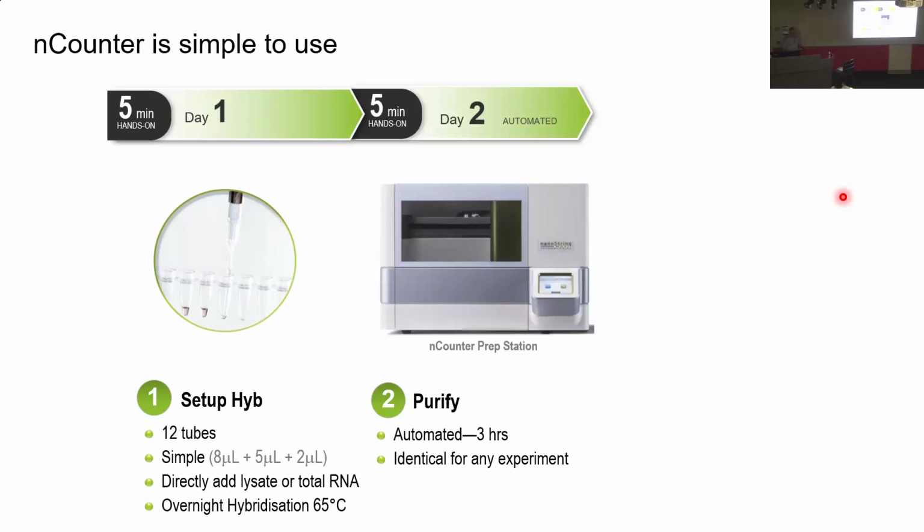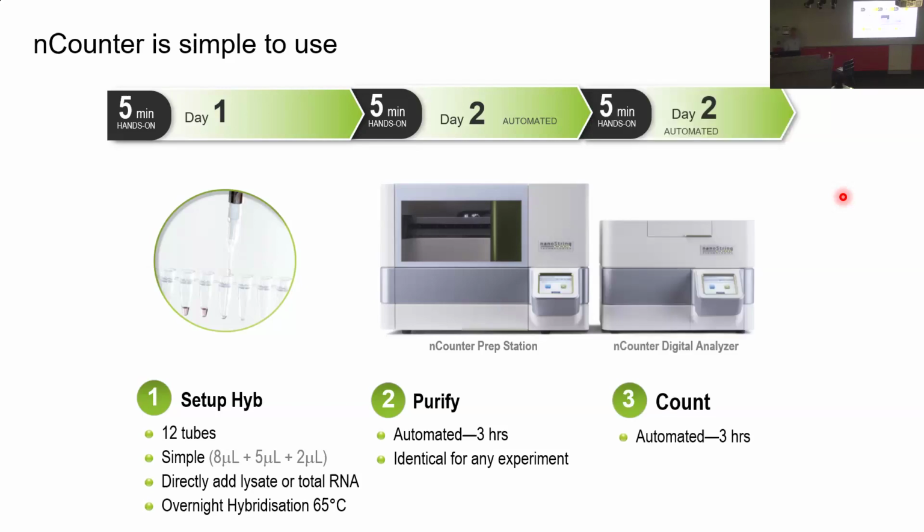On the next day, you set up the nCounter, and that machine runs always the same. So there's no variation in that protocol, whether you're doing microRNA or DNA or anything. You just load up the consumables, put your strip of 12 tubes into the machine and hit run. So that makes life easy. And at the end, you transfer that into the analyzer, which is the microscope.